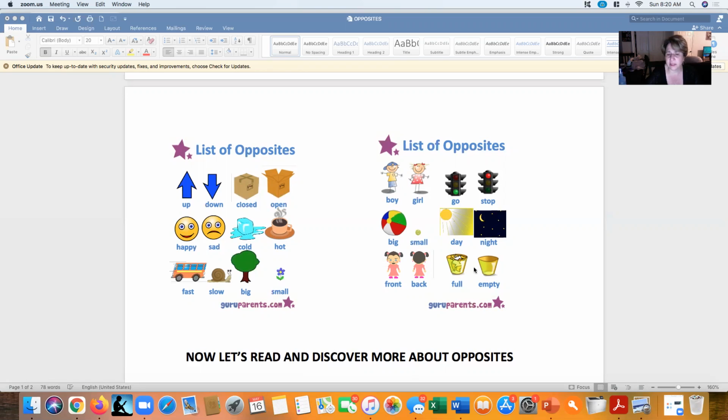And two cups, the same cups, but how are they different? One is full, has stuff in it all the way to the top, and the other one hasn't got anything in it. So we say it's empty. Full and empty are opposites.